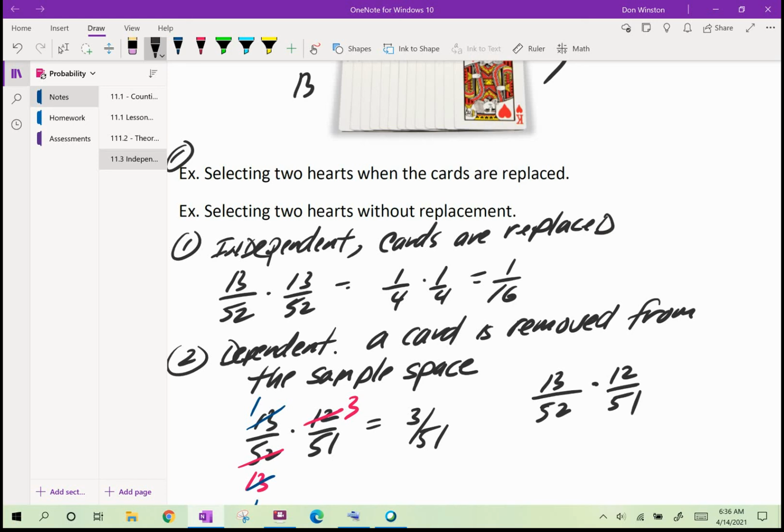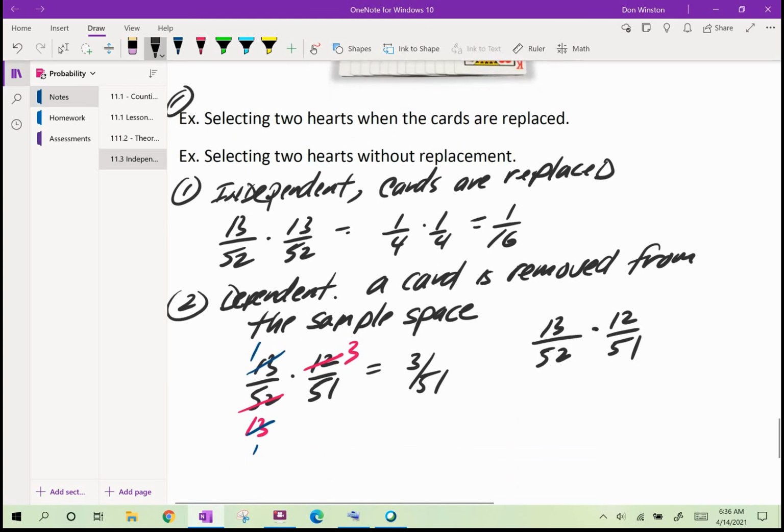And if you reduce that, you'll get 3 out of 51. Four goes into 12 three times, and 4 goes into 52 thirteen times, and then 13 into 13 once, and 13 into 13 once, and we get 3 out of 51. So you see that the process has memory.